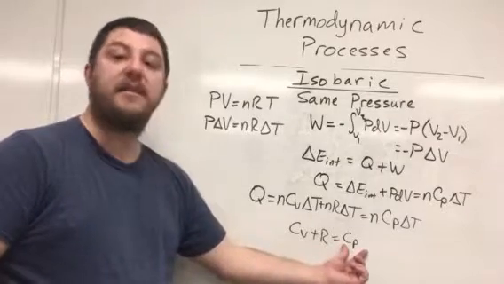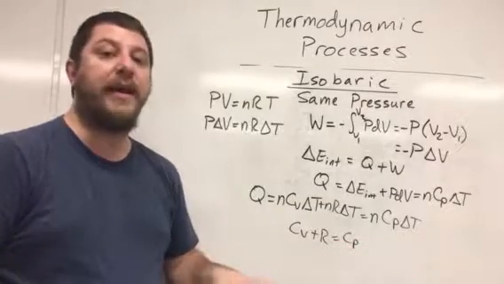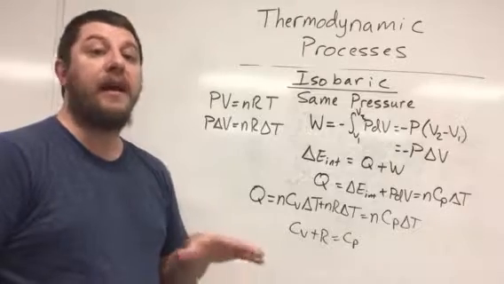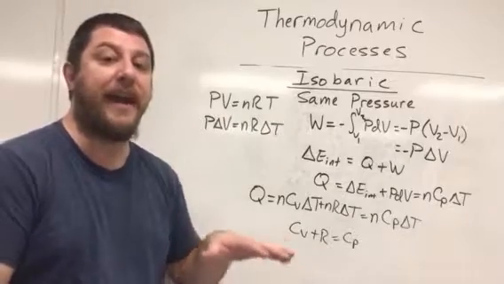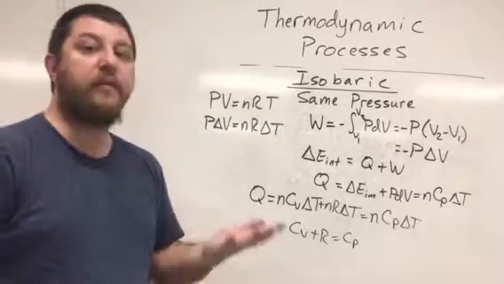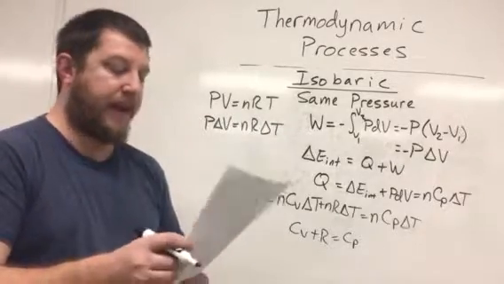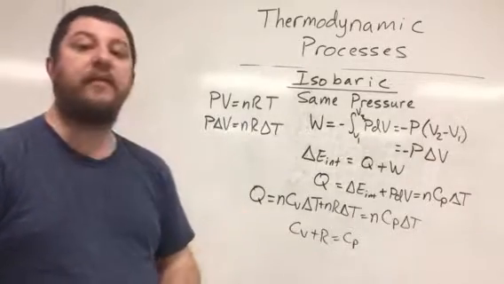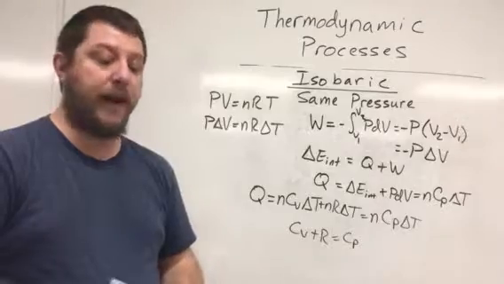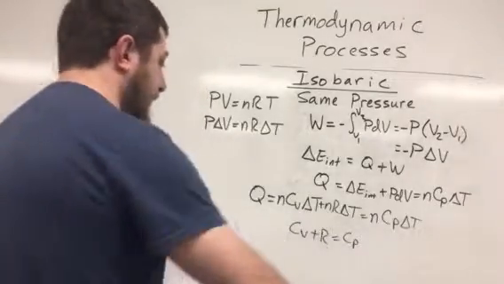So if I want to raise the temperature of a gas but do it at a constant pressure, then I may have to supply more heat to it to compensate for the fact that the gas could be expanding, and therefore I need to supply more heat to keep it at a constant pressure. Okay, so that is how you can apply the first law of thermodynamics to an isobaric process.